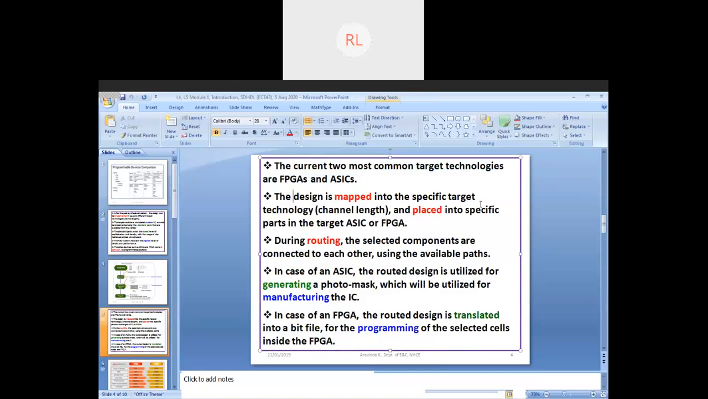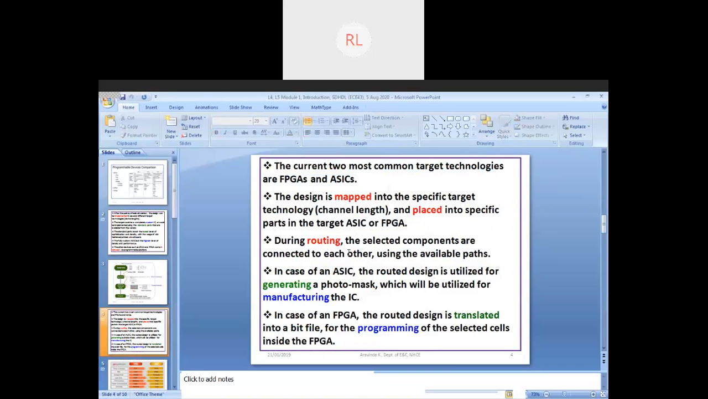The design is mapped into a specific target, which is nothing but technology or channel length, and is placed into specific parts of the target ASIC or FPGA. So what are we trying to do? We are trying to build a mask. Yesterday I told you about the mask, right? These masks are built as a prototype, and once everything is fine, once the timing verification is done and they find that everything is up and running, then they will start producing it in mass, which means in large quantities.